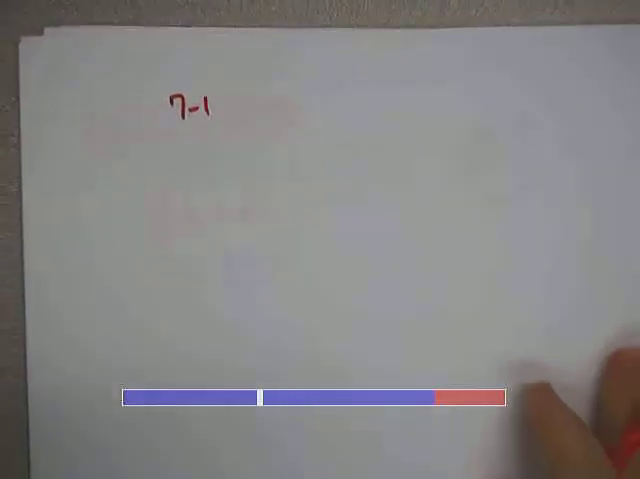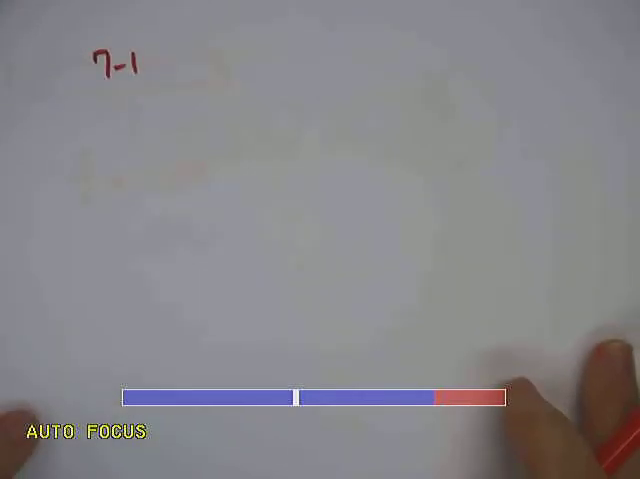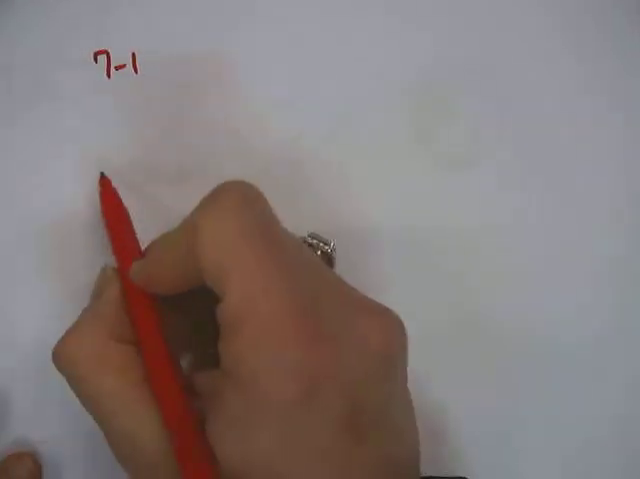Okay, I'm going to do some questions and some kind of overview on 7-1 from when I was absent. The two big ideas from this lesson are basically a zero exponent and a negative exponent.